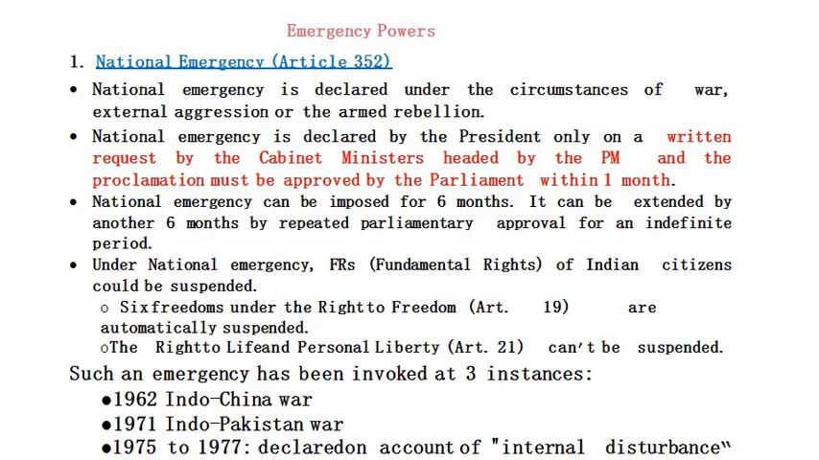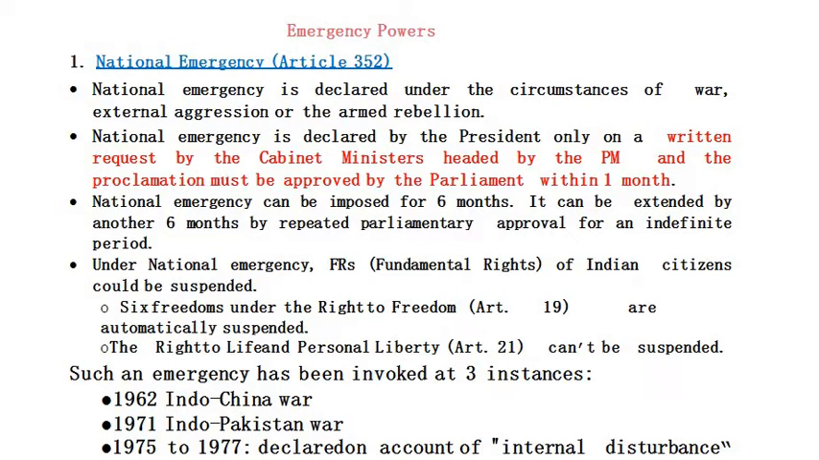The national emergency can be imposed for 6 months. It can be extended by another 6 months by repeated parliamentary approval, for an indefinite period. That means if the President wants the national emergency to be extended for another 6 months, he just follows the same process from the start. The bill is passed by the Parliament within 1 month, and the national emergency can go on for an indefinite period of time.